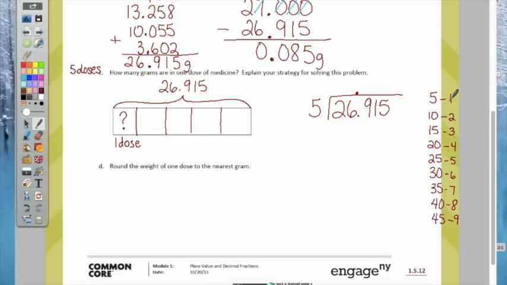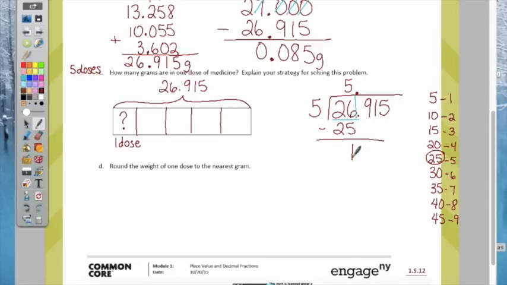So, the first question I need to ask myself, can I make 5 groups out of 2? No, I cannot. So that means I have to look at 26 ones. Okay? So 26, what number's closest without going past? So circle 25. How many will be in each group? 5. Where do I write the 5? Above the 6. And then subtract.